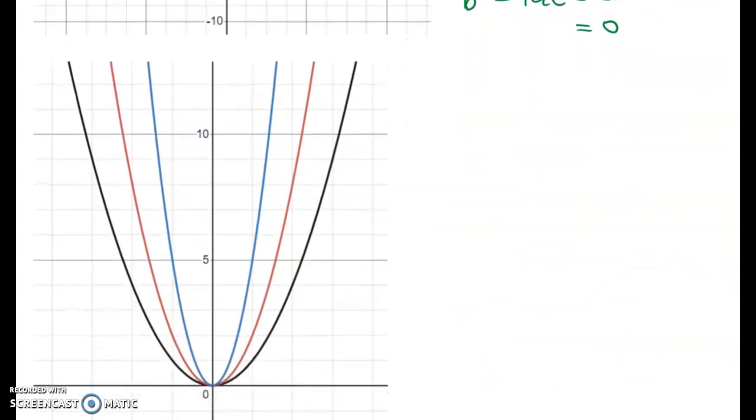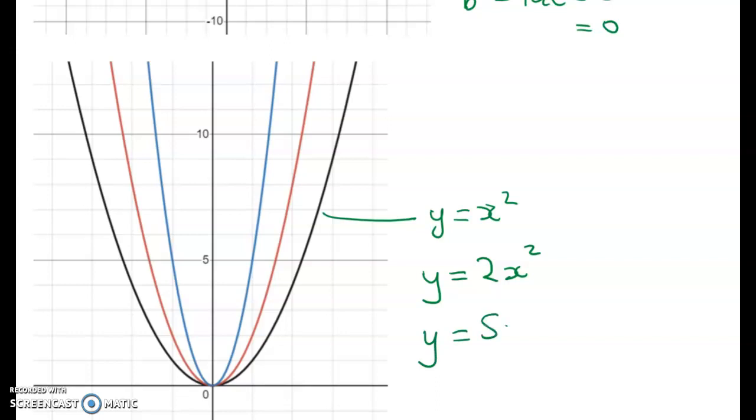Now I want to look at some different transformations of that basic parabola. If you just look at this graph here, we've got three equations. The black one is y equals x squared. Now, the red one and the blue one have been squeezed in tighter. The red one has equation y equals 2x squared, and the blue curve has equation y equals 5x squared. All of those graphs have got a discriminant that equals 0, because all of them are just touching the x-axis. They don't cut through it.